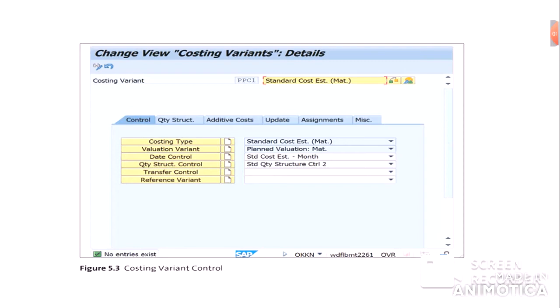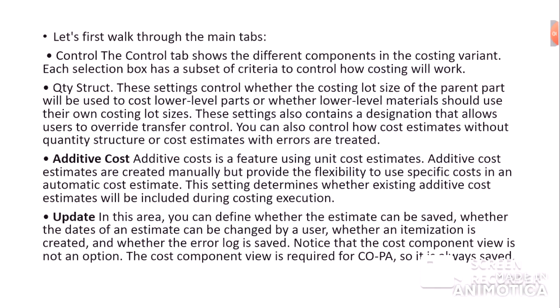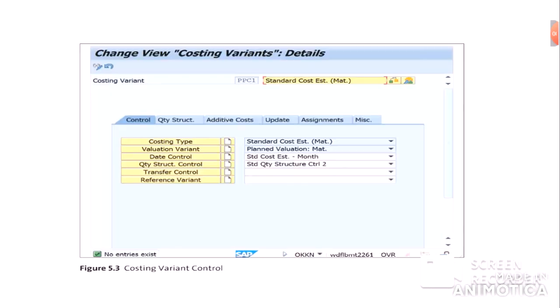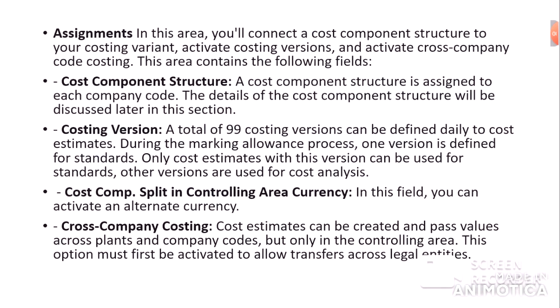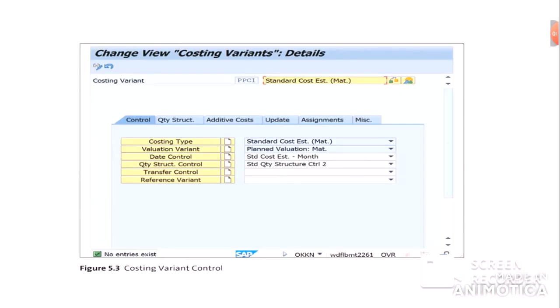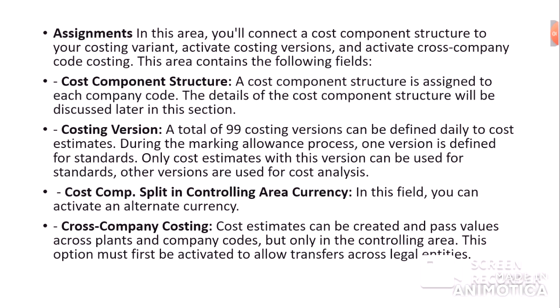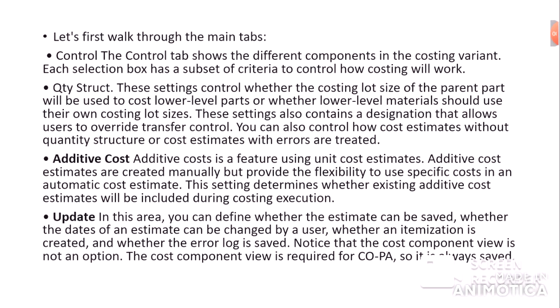So we have different tabs, and we have to go through each tab. Costing variant: let us first walk through the main tabs. Those are control, quantity structure, additive cost, update, and assignments. In assignments again we have cost component structure, costing version, cost. First let us see the control.